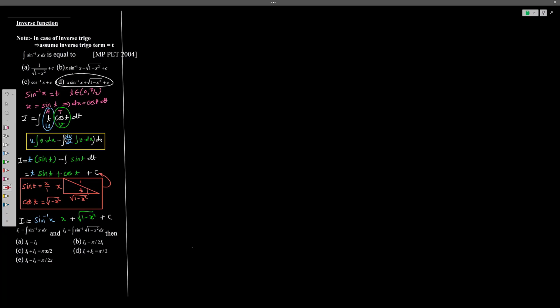I1 is equal to integration of sin inverse x and I2 is equal to integration of sin inverse under root of 1 minus x². Basically, I2 is nothing but integration of cos inverse x. Now, if we take the summation of I1 and I2, we will get integration of sin inverse x plus cos inverse x, which is π/2, and π/2 is constant, so your answer is πx/2 plus c. Ta-da!